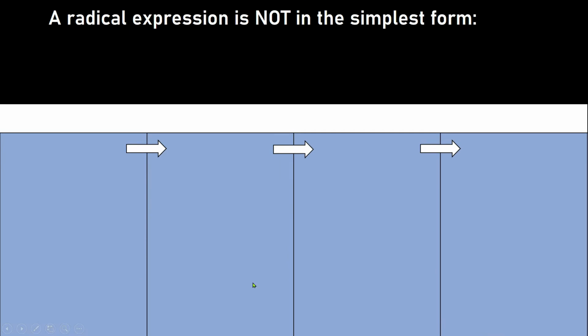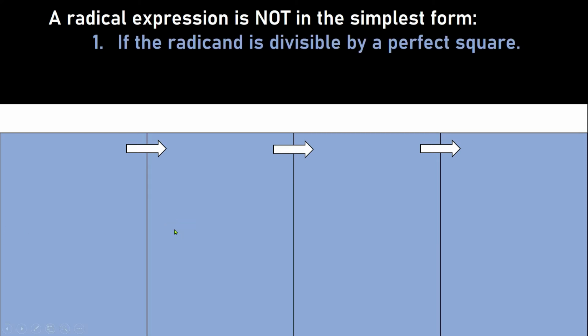The first thing that you need to know before you learn how to put radical expressions into their simplest form is how do you recognize a radical expression that is not in its simplest form. The first thing is if the radicand is divisible by a perfect square. And remember, the radicand is the number that's inside the square root symbol or inside the radical symbol. So if you can divide that number by any perfect square, then that radical expression is not in its simplest form.